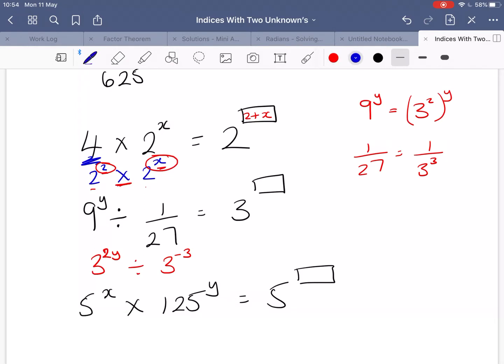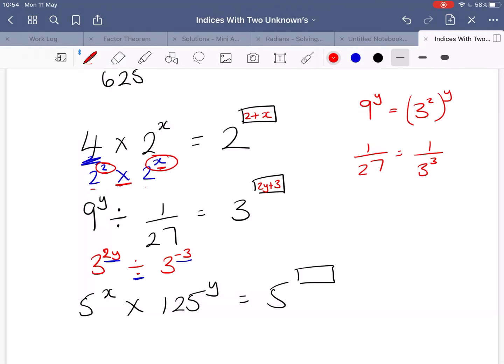And what do we do with indices when we divide? We take away. So effectively, I've got 2y take away minus 3. But I don't want to write 2y take away minus 3, because taking away a negative is the same as adding. So that becomes 2y plus 3. So 9 to the power of y divided by 1 over 27 is 3 to the power of 2y plus 3. Deal with each part separately.